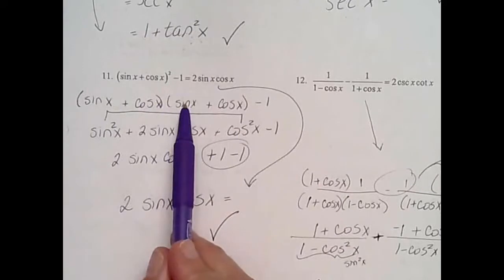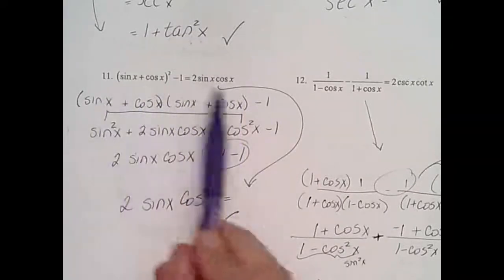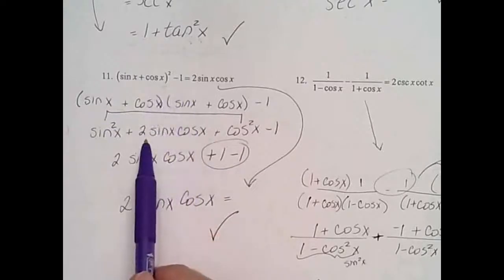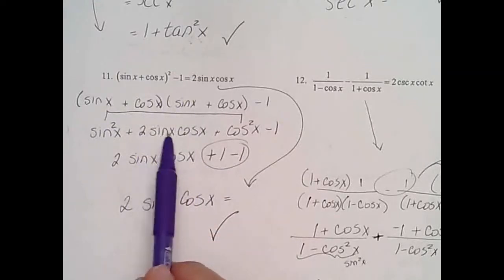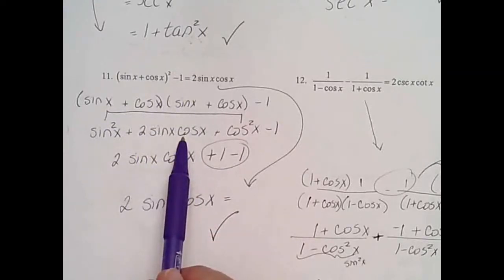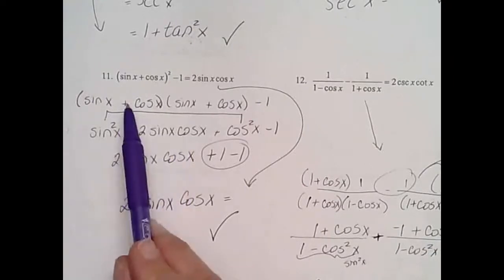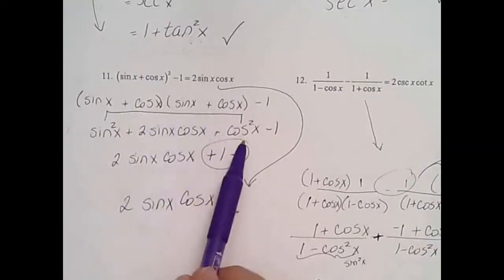I'm going to say first, those guys are the same. One and another one of these, that gives me 2 sine x cosine x. If you feel better writing it out, go for it. I'm not. Positive times a positive, cosine times cosine is cosine squared. Now, I'm kind of like, wait a minute, see this?